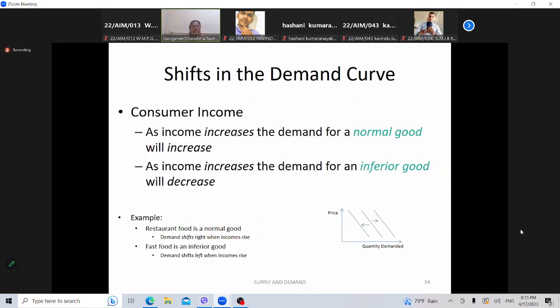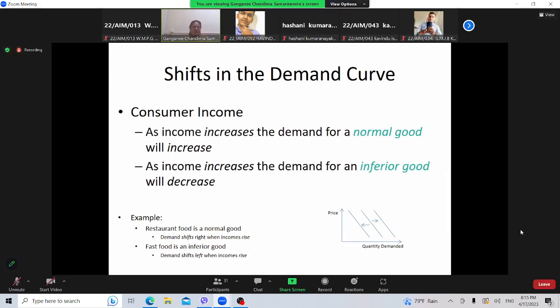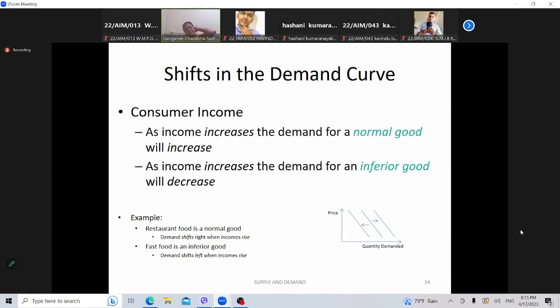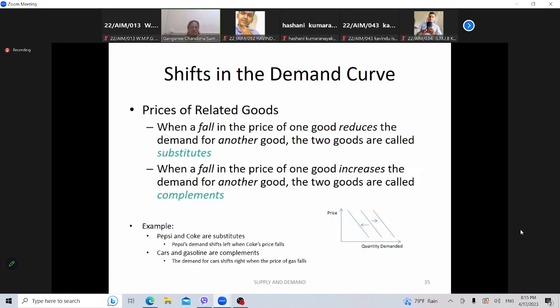So now we will see shift in demand curve. Another thing, consumer income. We are discussing points one by one. So when income increases, demand for normal good also increases. When income increases, demand for inferior good decreases. I just gave small examples also for you to understand.